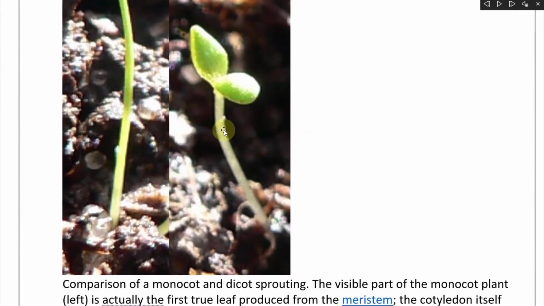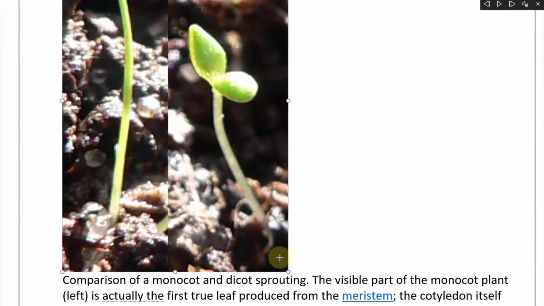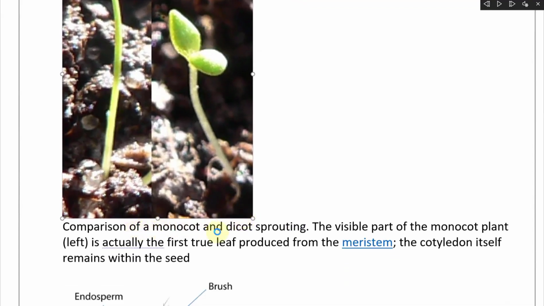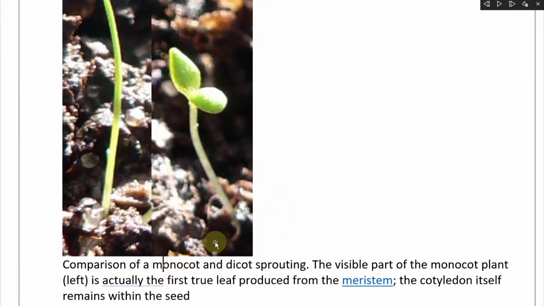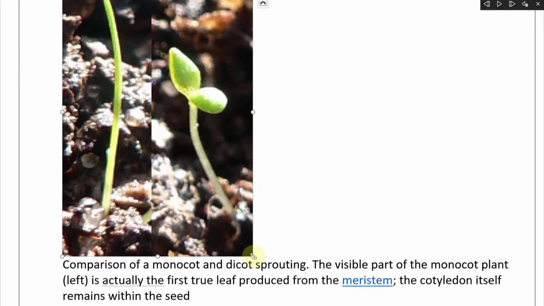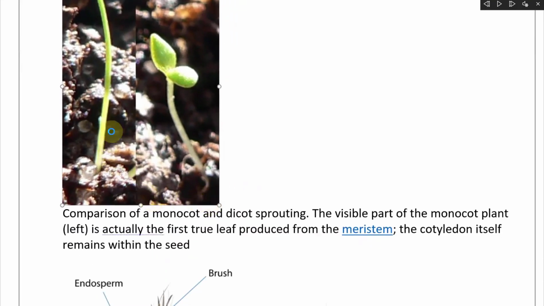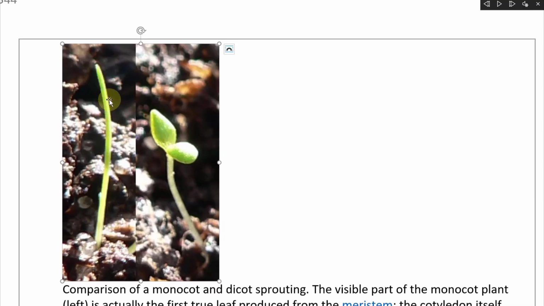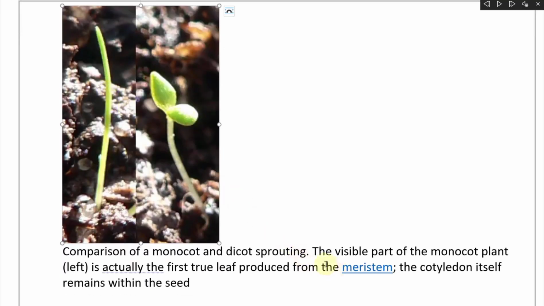So here is a setup here. Comparison of a monocot and dicot sprouting. Let's see the pronunciation actually. Monocot and dicot. Yes, monocot and dicot. So you have here the monocot, it looks like it doesn't have any other leaf there, but it itself is one, I believe. So the visible part of the monocot plant left is actually the first true leaf produced from the meristem. Yeah. So the visible part right here, that is the first leaf.